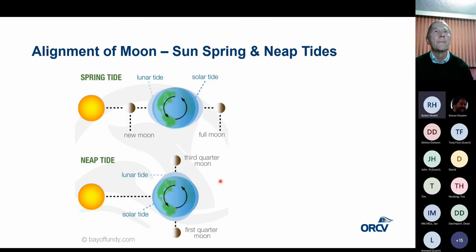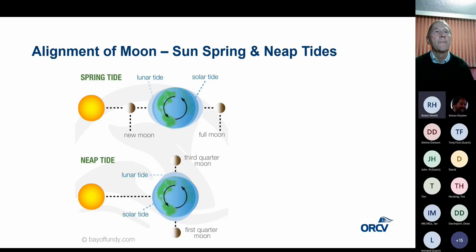Just to repeat that again to show when the sun and the moon are aligned, they add to each other with gravitational force, and when they're at right angles, we get what's known as a neap tide, where you get nowhere near as high a tide.